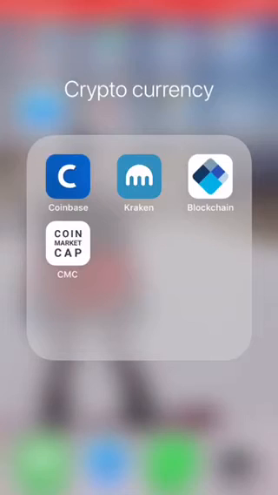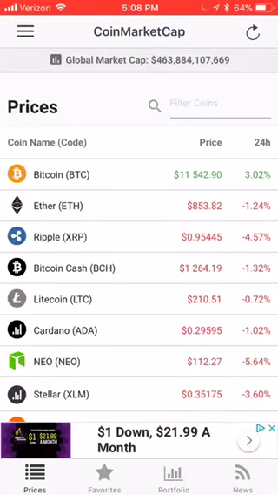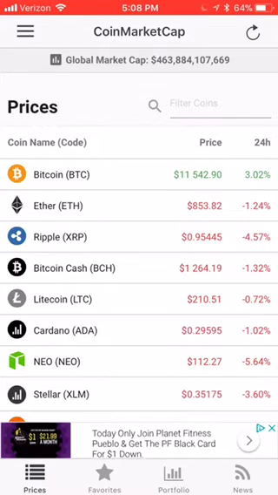I track the coin market cap through this application, and let me tell you guys, there are over, as far as I know, 1,400 types of cryptocurrency. At the top, you could see Bitcoin and Ether. They're the most popularly traded cryptocurrencies.